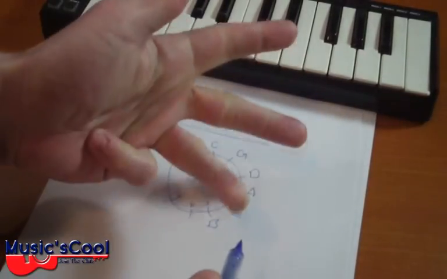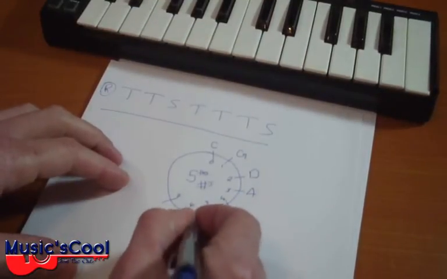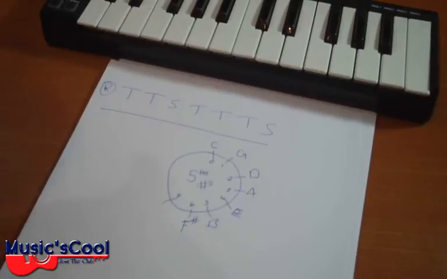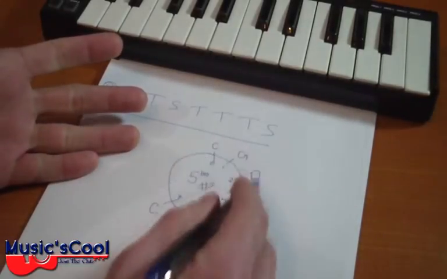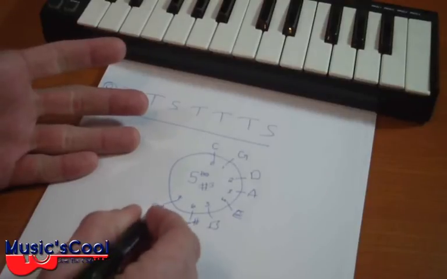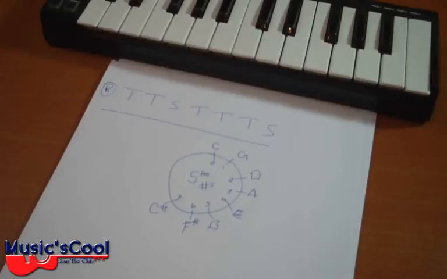B, C, D, E, F is the 6 key, and it's actually F sharp, but I'll explain that in a minute. F, G, A, B, C, we've gone all the way back to C again. From C all the way around the circle back to C. This is actually C sharp, but I'll explain that in a minute. Okay? So, hopefully that's making sense.